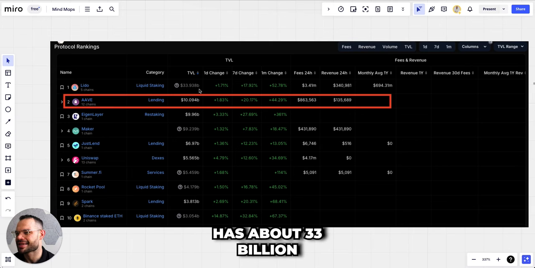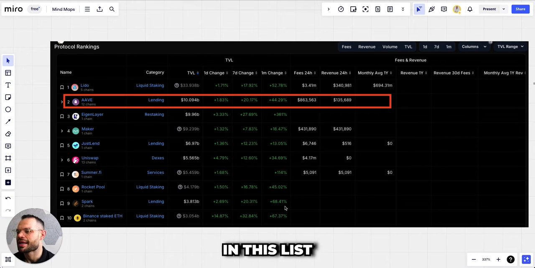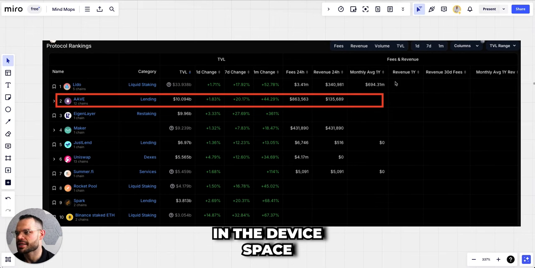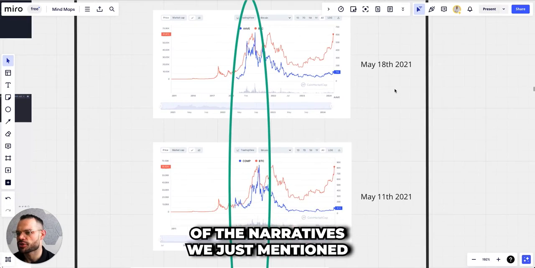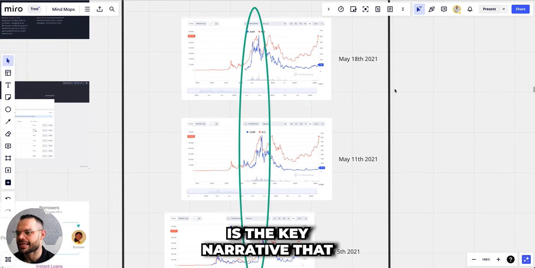So Lido Finance has about 33 billion in total value locked, while Aave has about 10.09 billion total value locked. We've got some other big players like Maker, Eigenlayer, Uniswap, Rocket Pool, Summer.fi, etc. in this list, but Aave is definitely one of the biggest players in the DeFi space when it comes to total value locked. Just in terms of the narratives we just mentioned, obviously lending and borrowing protocols is the key narrative that Aave falls into.